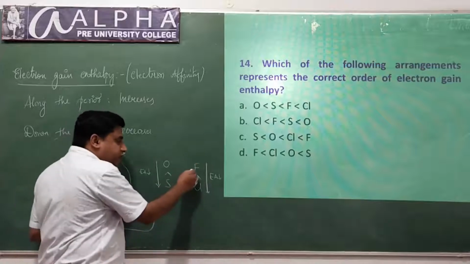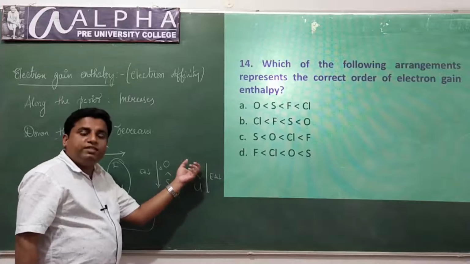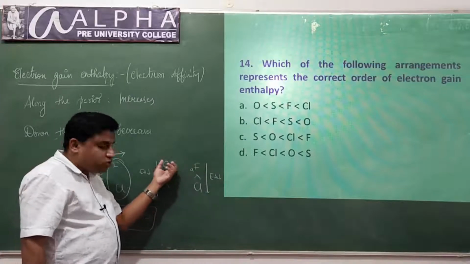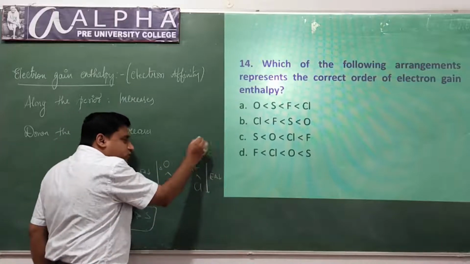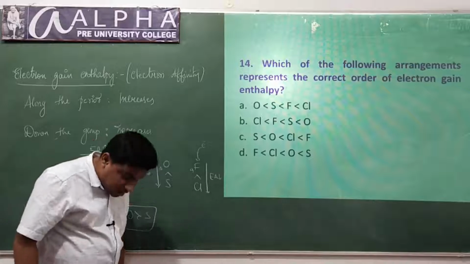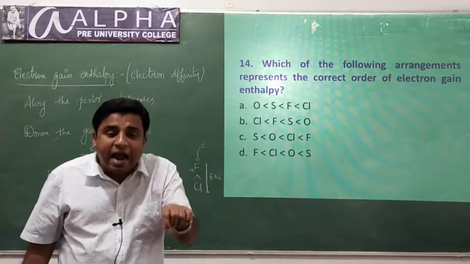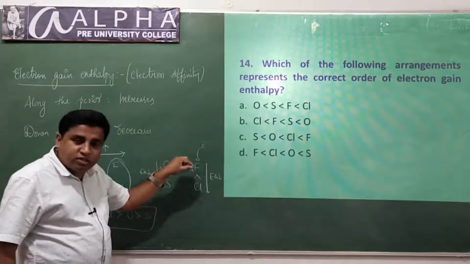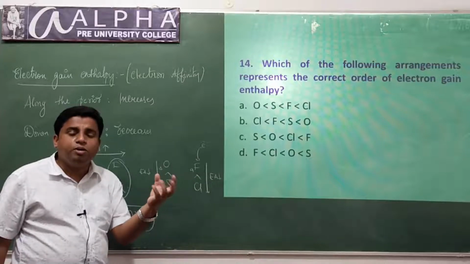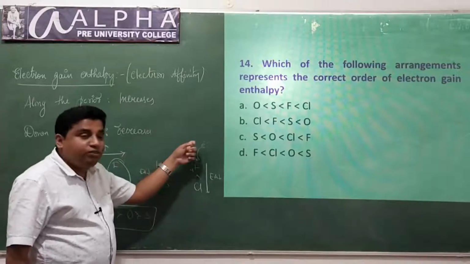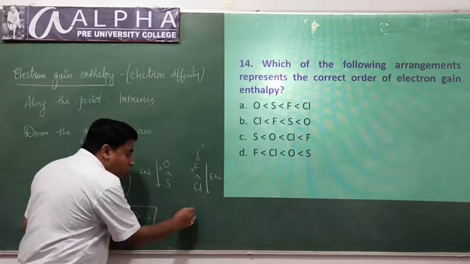How many electrons are there in fluorine? 9. How many electrons are there in oxygen? 8. Because of the small size of fluorine and oxygen, if you add one more electron to fluorine, what is electron affinity? It is the amount of energy released when an electron is added. If you add an electron to this small-sized fluorine, there will be more repulsion. That means it is difficult to add an electron to fluorine when compared to chlorine.